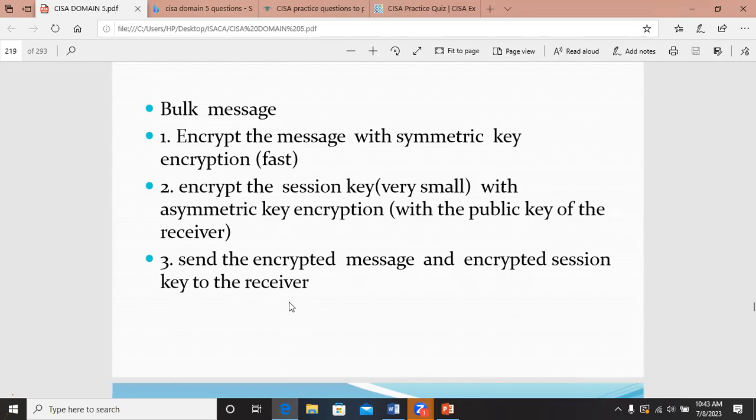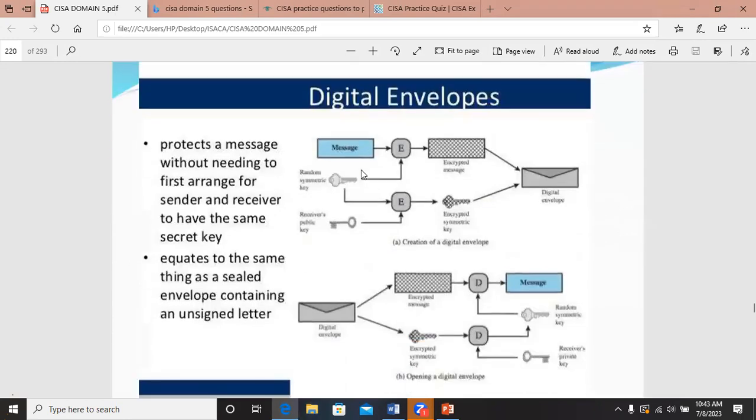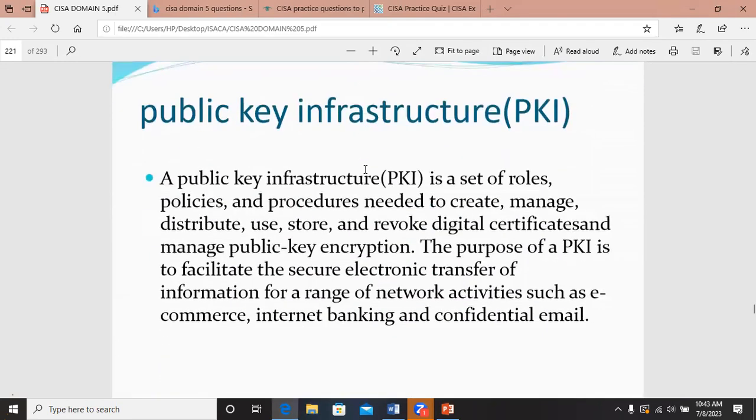So even if the session key falls into wrong hands, it's encrypted. Only the private key of the receiver can decrypt it, so it will still be useless to that person. And if you cannot decrypt the session key, you cannot decrypt the message. So you have achieved security, and you have also achieved efficiency. That is the concept behind digital envelope.